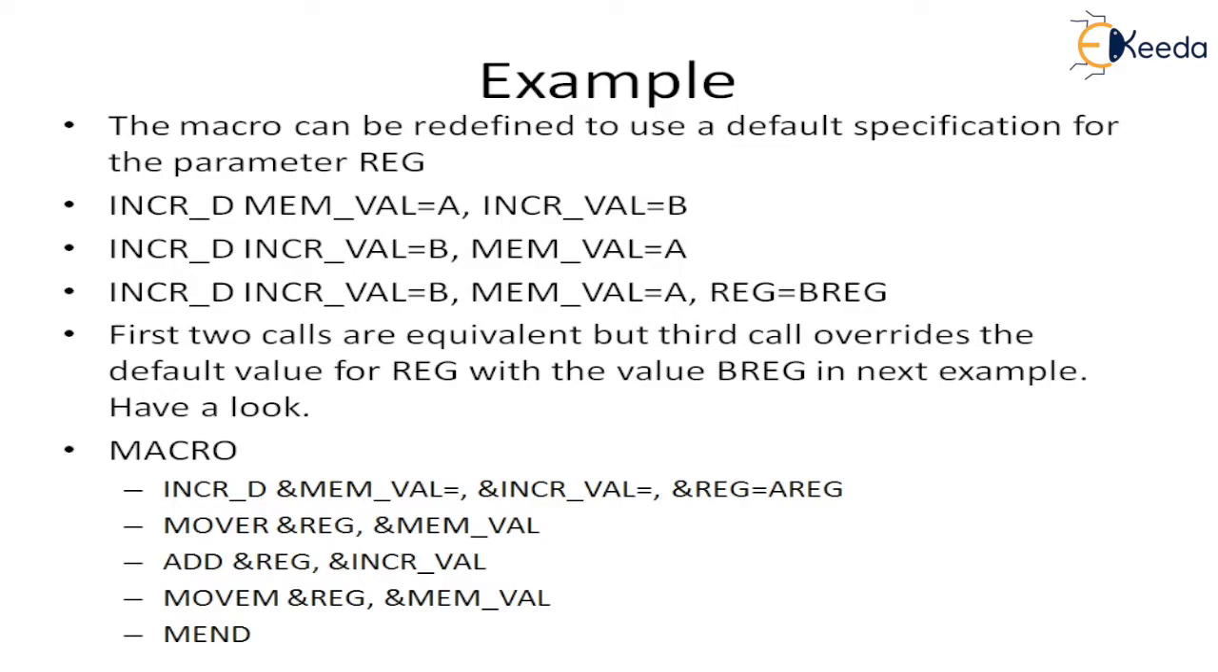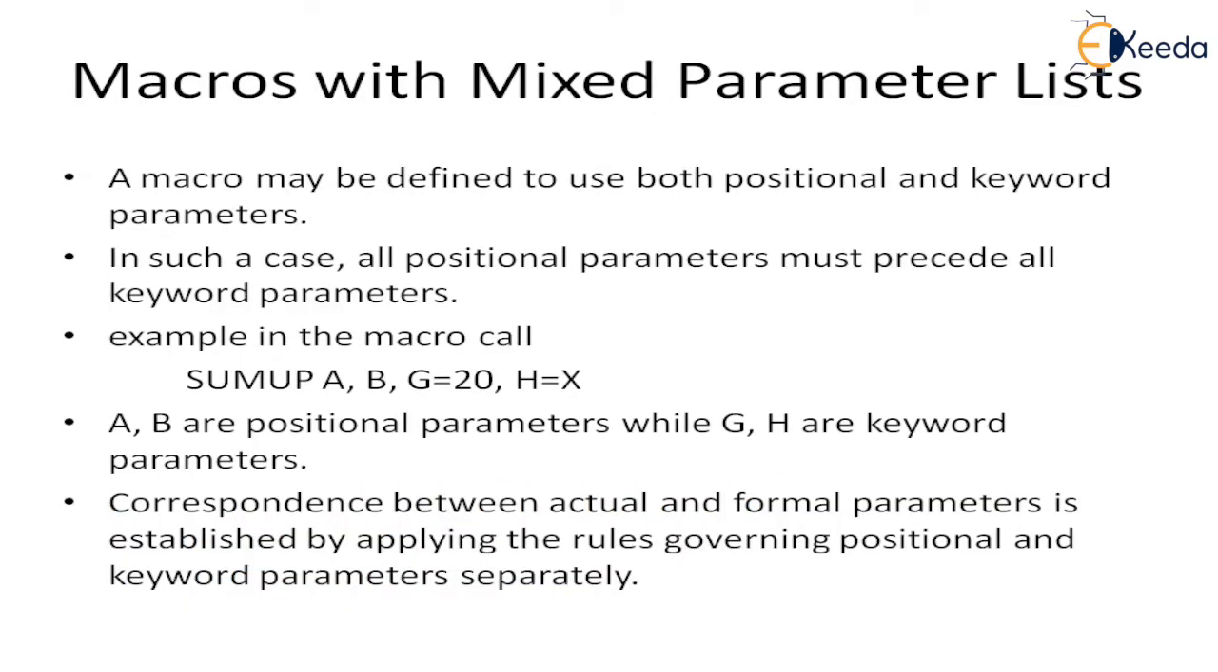In the next example, we have a different micro for the default value. Next one is a micro with the mixed parameter list. As the name suggests, when micros with different kinds of parameters are encapsulated into one micro, then at that time it is called a micro with the mixed parameter list.